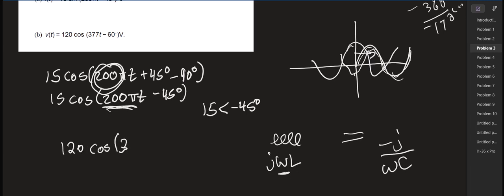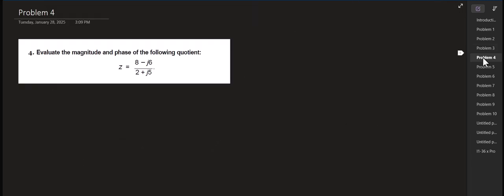Okay, and then our second one, which is 120 cosine 377 t minus 60 degrees. Well, this one could not be any easier. It's 120 angle negative 60 degrees. There's nothing else to do. Now the following quotient.